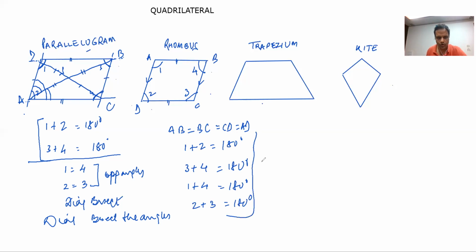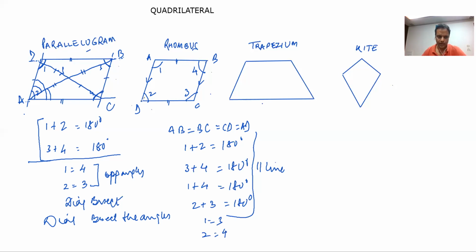All because of the parallel line properties, which I just explained to you in this diagram. Very interesting. 1 is equal to 3, 2 is equal to 4, 1 plus 2 is equal to 180, 2 plus 3 is equal to 180, 3 plus 4 is equal to 180, and 1 plus 4 is equal to 180. I hope you could understand this. Opposite angles, as I said, are the same. So 1 is equal to 3 and 2 is equal to 4.